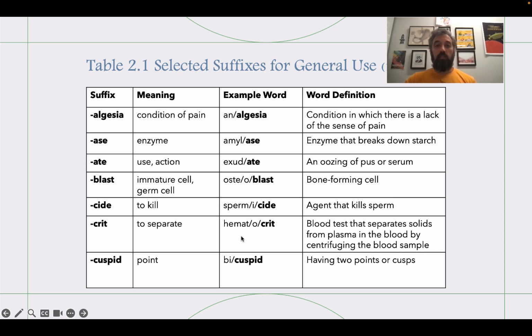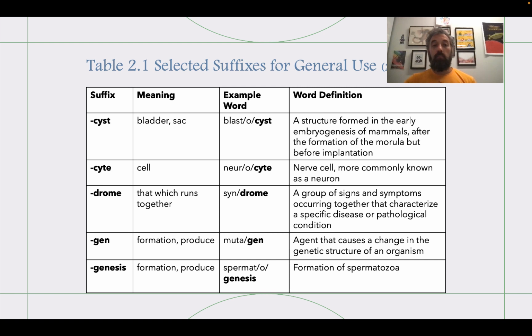So here's a variety of different types of suffixes that are generally used. -algesia is condition of pain. -ase is an enzyme. -ate is use. -blast is to germinate, or it's the beginning form of a cell. -cide is to kill. -crit is to separate. -cuspid is point. -cyst is a sac, -cyte is a cell, -drome is running together or combining. -gen is formation, so is -genesis.